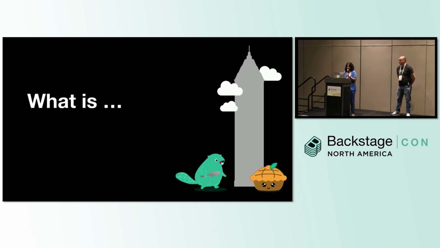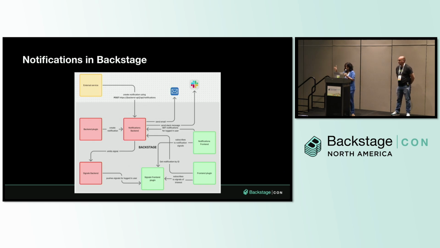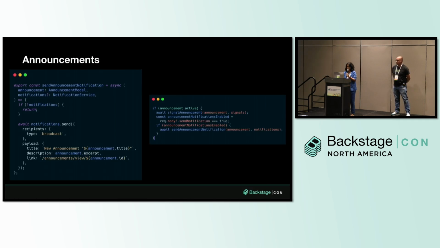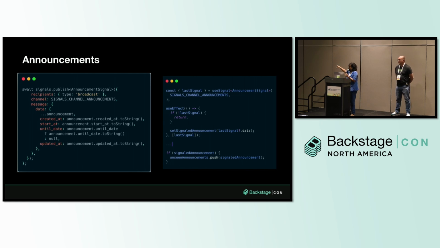If I go back to this architecture diagram, what I said was the signals backend is going to push a bunch of signals that are applicable to a specific user. So if the recipient type is broadcast, it means every user should be able to know about this specific signal. In the message, it's similar to your notification payload. There's a bunch of metadata that you're going to send as part of the signal.